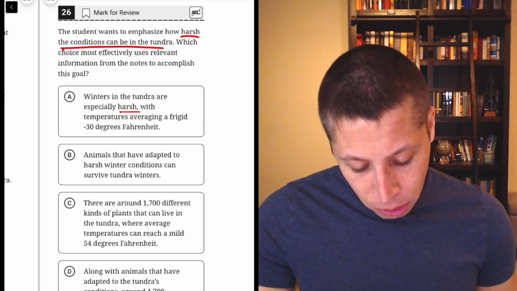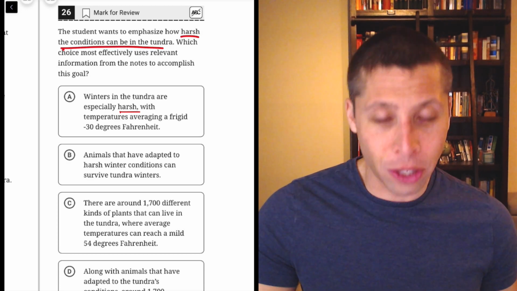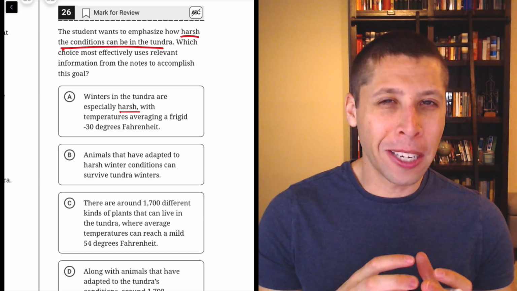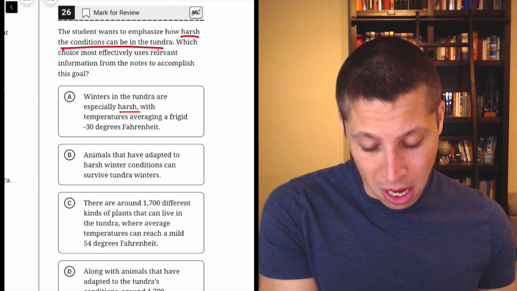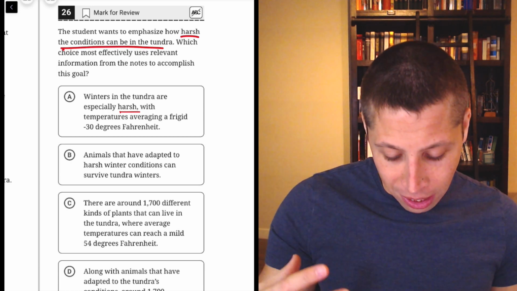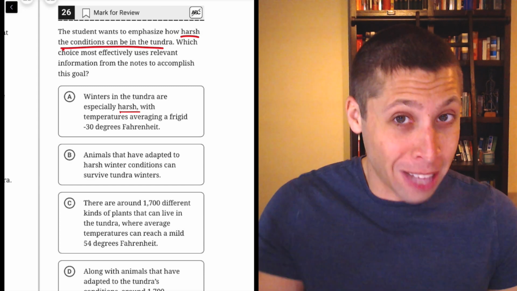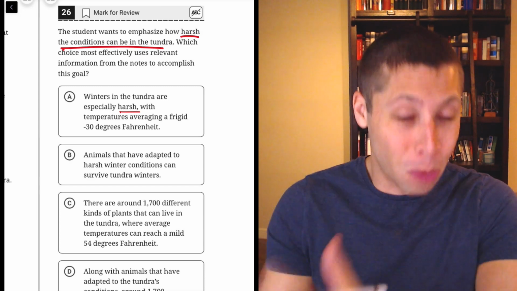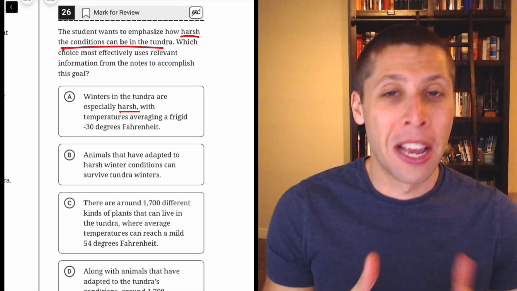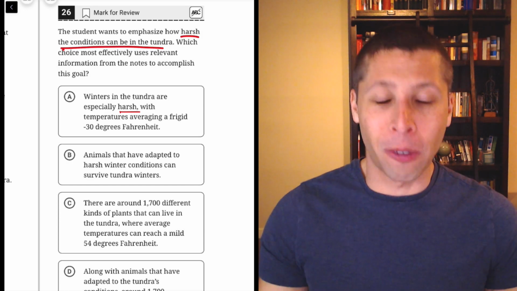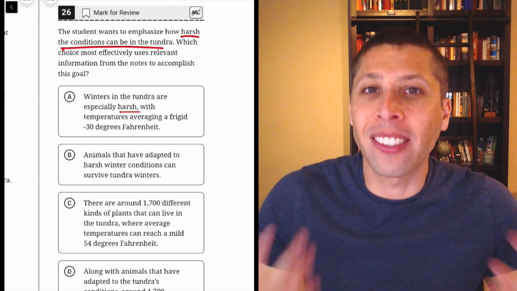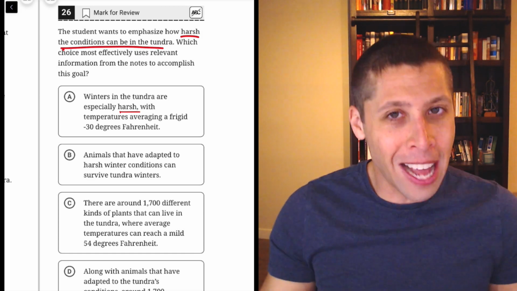Let's look at B. Animals that have adapted to harsh winter conditions can survive tundra winters. Well, this is still talking about it being harsh, but it's doing it in a much more backhanded way, right? It's talking about the winter being harsh based on the way the animals can adapt to it. So the animals are in the tundra, I assume, and because they've adapted to harsh winters and they live in the tundra, we must then assume that the tundra has harsh winters. But notice that's a couple of layers of work, right? And anytime you feel yourself struggling to connect the dots and make sense of a choice and connect it back to the question, that's probably not a good sign.